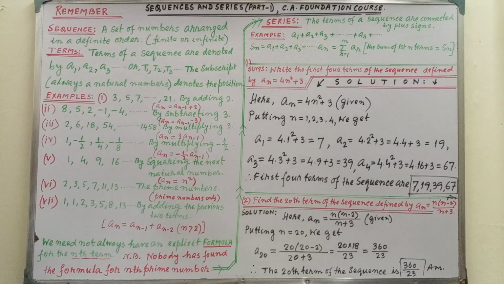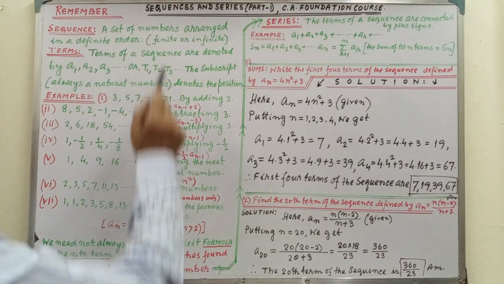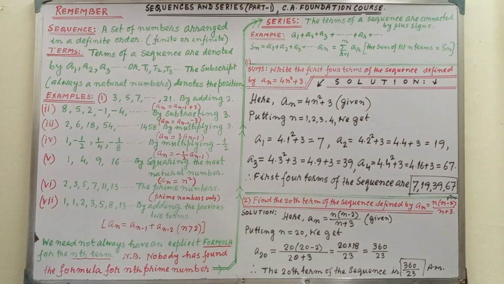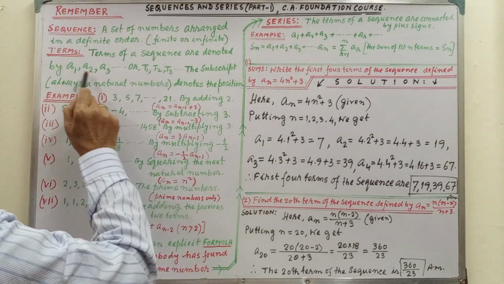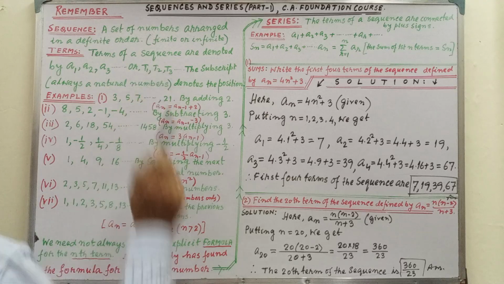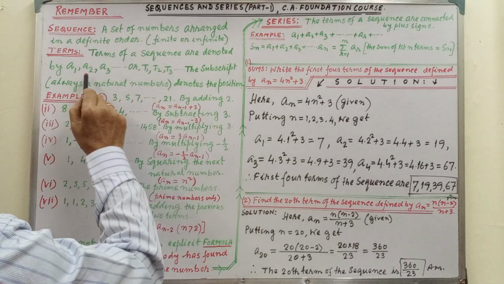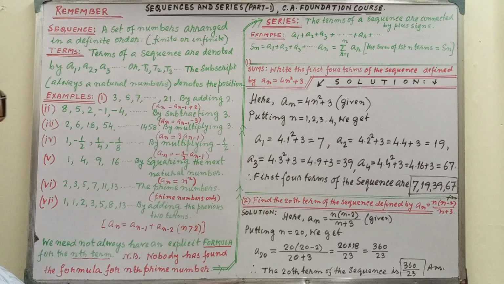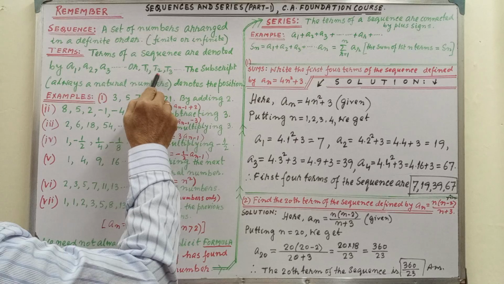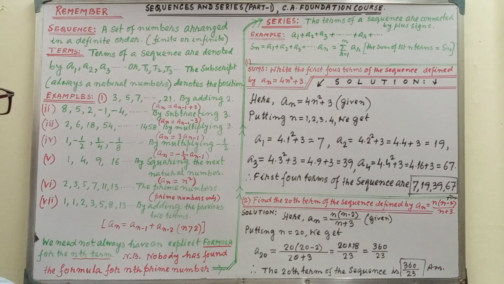What is a sequence? A set of numbers arranged in a definite order. There are two types, finite and infinite. Terms of a sequence are denoted by A1, A2, A3 or T1, T2, T3. That is, the subscript is always a natural number: 1, 2, 3. Subscripts denote the position of the terms. That is, T2 is the second term, T3 is the third term.